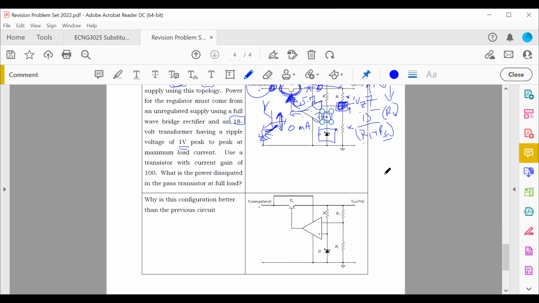Not 18, 25. Remember the 18 is AC, that's the transformer secondary. So the unregulated voltage is going between 24 and 25 volts. So the resistor now, the difference, let's say it was 7 volts Zener, would vary between 25 minus 7 and 24 minus 7. Whereas on the outside it's just a flat 15.